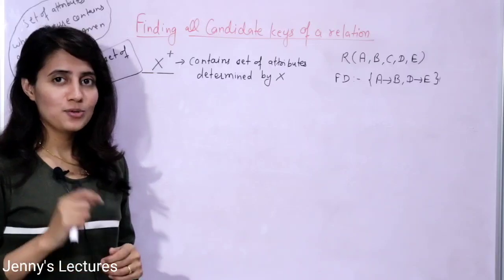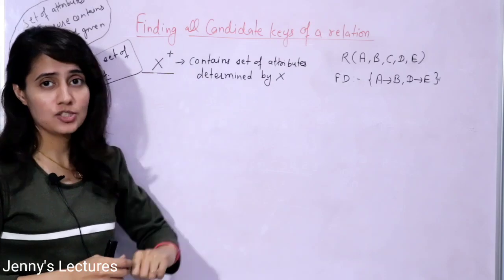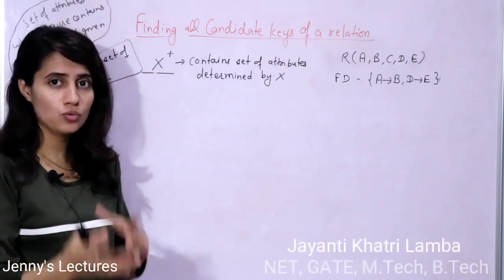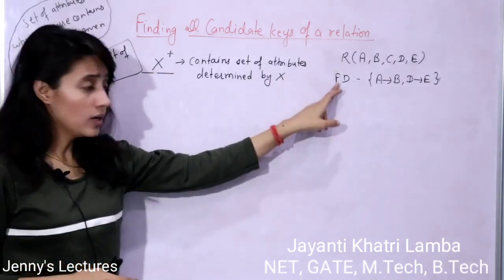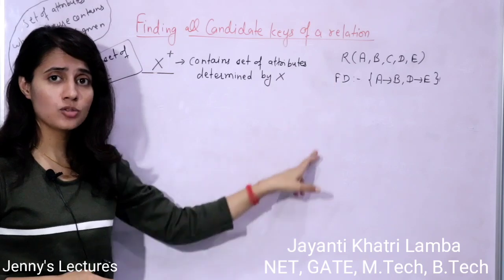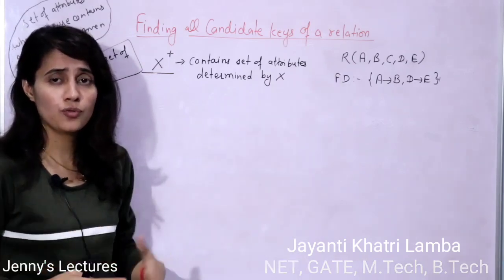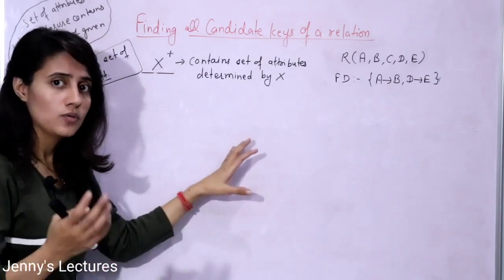So in this lecture we are going to see how to find out all the candidate keys from a given relation. This is a frequently asked question in NET or GATE, maybe for 2 marks or 1 mark. They will give you a relation, they will give you functional dependencies on that relation, and they will ask you how many candidate keys are present in this relation: 1, 2, 3 or 4, find out, right? Or this can also be asked in a university exam, right?